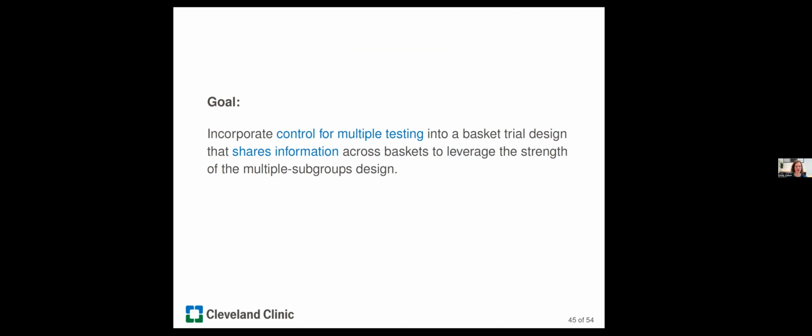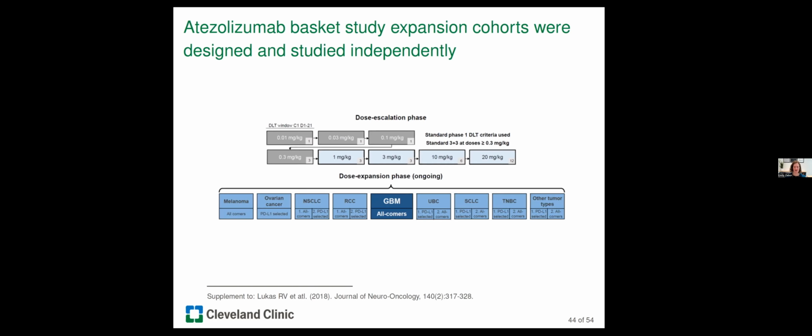So my goal here was to incorporate control for multiple testing into a basket trial design that shares information across baskets to leverage the strength of the multiple subgroups design. Because one of the challenges of a basket trial with this number of different subgroups is that, first of all, you're increasing your risk of false discovery by doing multiple independent tests within each of these baskets. And second of all, depending on the context, you might have some of these cancers that are more rare than others, or you have trouble enrolling in one of these baskets versus some of the others.